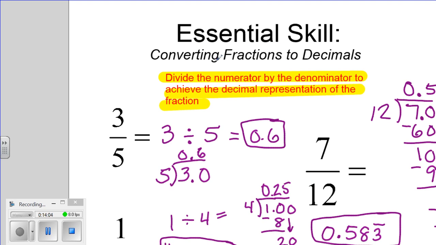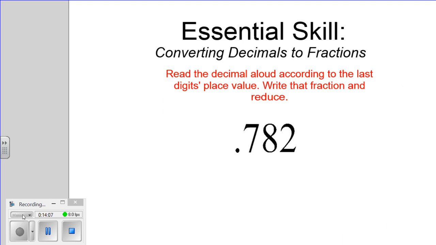But let's go the other way. Here's another essential skill. How about turning decimals into fractions? This is what you guys had a little bit of trouble with when we were talking about the scientific notation concepts a little bit before. So the note says to read the decimal aloud according to the last digit's place value. And some of y'all needed a little bit of a review on the place value names. So in case you didn't know, now you know, or here's a little refresher.